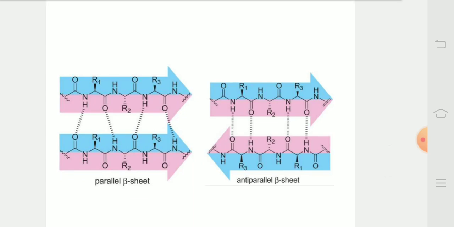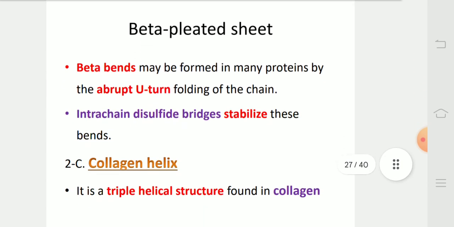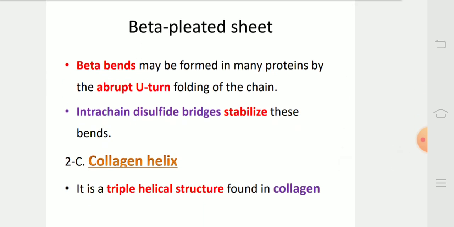In this diagram, we can see parallel and antiparallel beta sheets. In this diagram, beta bends may be formed in many proteins by abrupt U-turn folding of the chain. Intrachain disulfide bridges stabilize these bends.